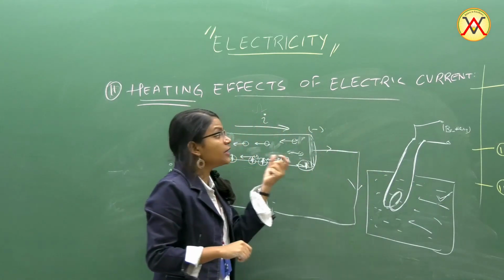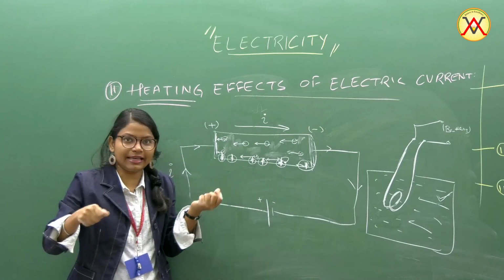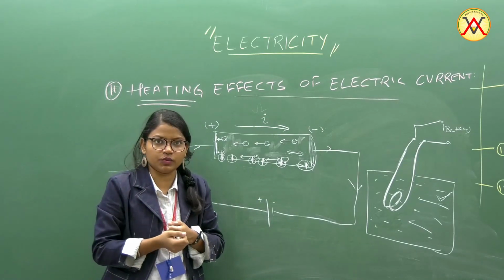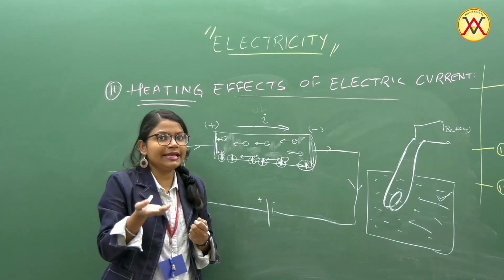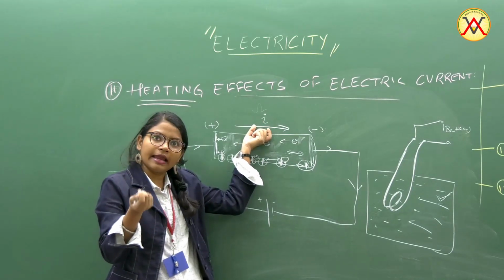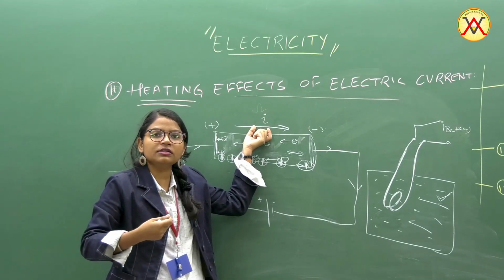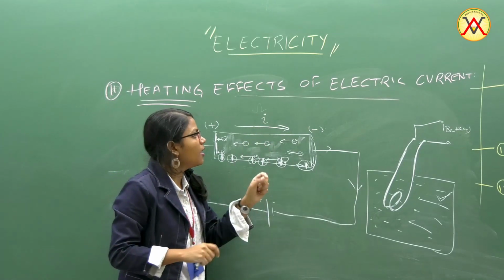Another application of the heating effect of electric current is our electric press used to iron our clothes. There also it has a simple coil which heats up due to the current, and ultimately we get our wrinkled clothes ironed, right? Okay.